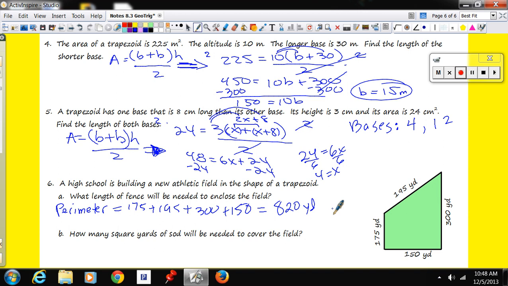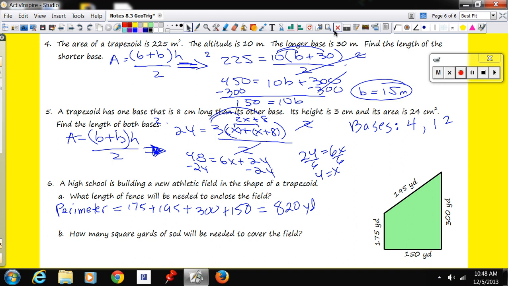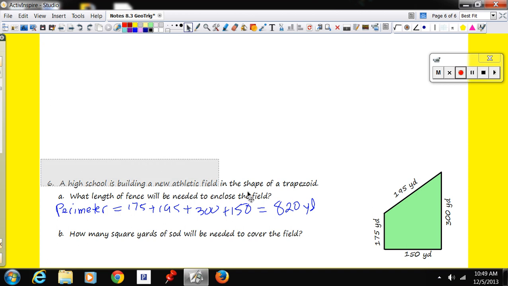The last one is asking us for how many square yards of sod would they need to use to cover the field. So they want to plant sod here. They want to make it nice, good grass right off the bat. So they want to know the area of that. So let's see if we can figure out the area of the field.